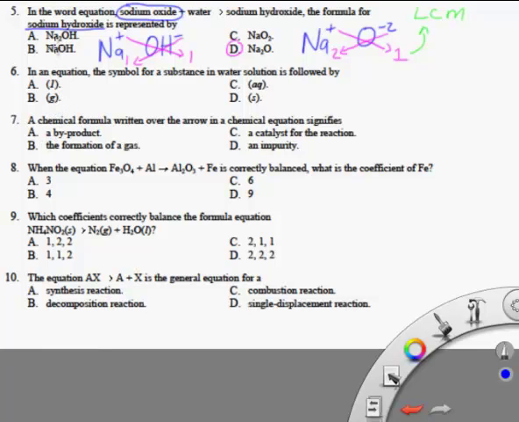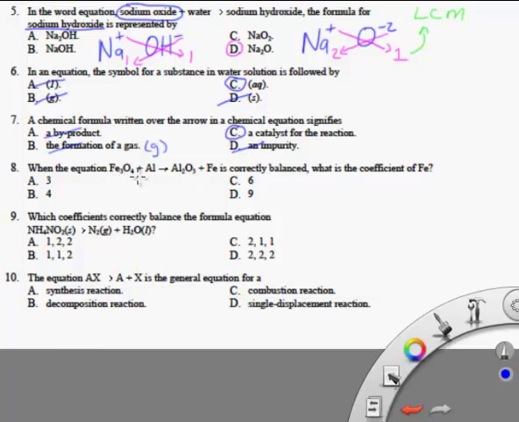Moving on from number 5, in an equation, the symbol for a substance in water solution is followed by, that would indicate liquid, that would indicate gas, this would be aqueous, dissolved in water, and that would be solid. A chemical formula written over the arrow in a chemical equation signifies not a byproduct, not the formation of gas. That would be parentheses G after the chemical formula. A catalyst for the reaction, that is correct. An impurity, that's just bogus.